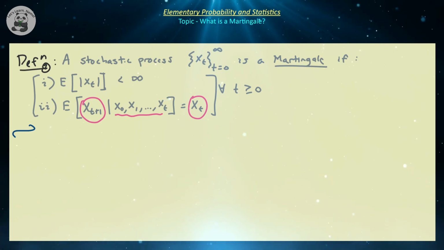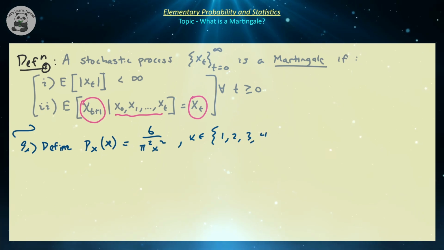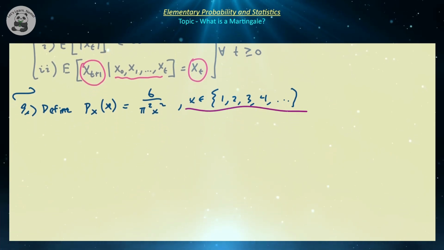Okay, so let's start off by looking at this first property to give you an idea of a distribution that would not be a random variable, and a stochastic process that would not be a martingale. Examples like this are really easy to build. So let's define p_X(x) equal to 6 divided by pi squared x squared, where x belongs to the set 1, 2, 3, 4, and so on. Is this really a probability mass function for some discrete random variable X?